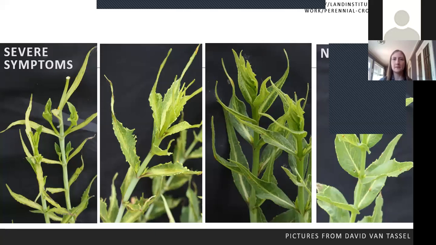But we started noticing a couple of years ago that we found these symptoms in the field where the leaf veins were clear and the leaves were very twisted and kind of constricted at the tips.